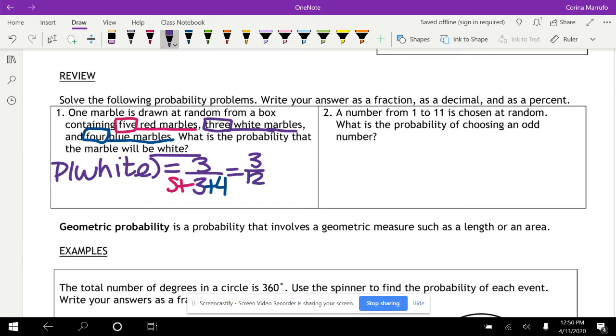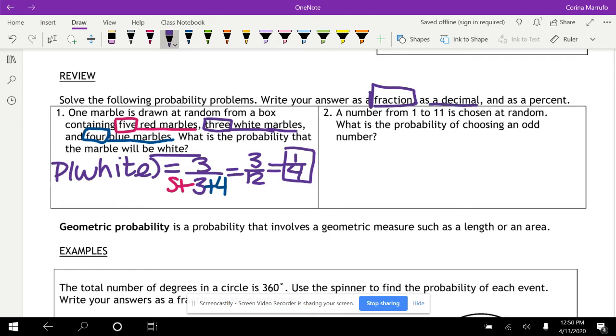But that is not in simplest form, so we can reduce that fraction. And 3 out of 12 reduces to, let me see, 3 over 12, 1/4. Okay, and then we rewrite that. That's one of the answers. They want us to write it as a fraction, which is what we did here.